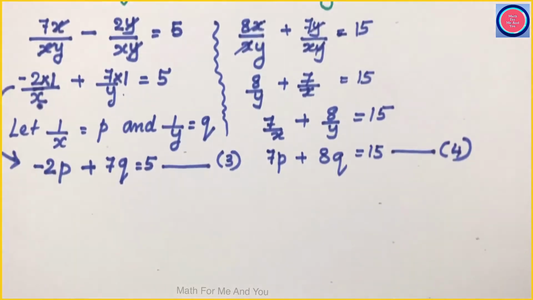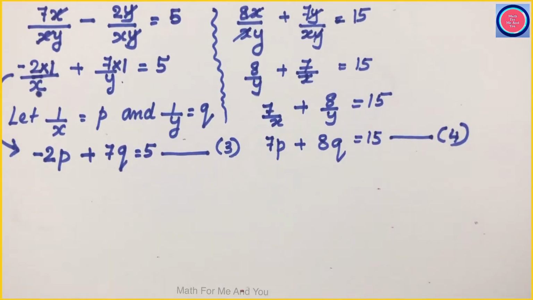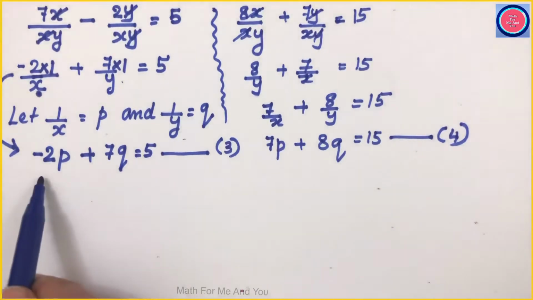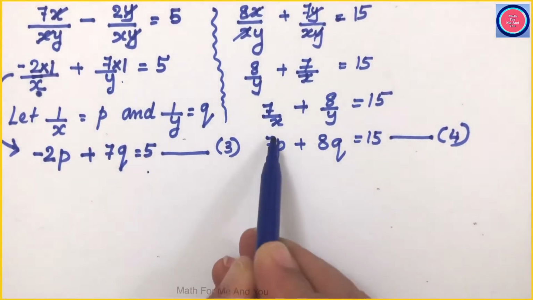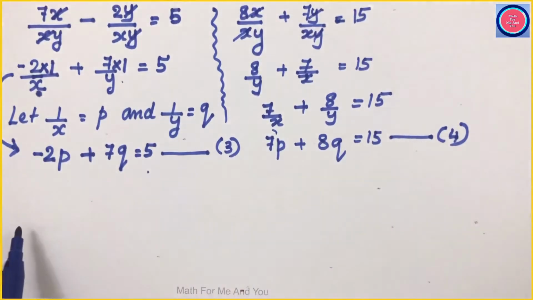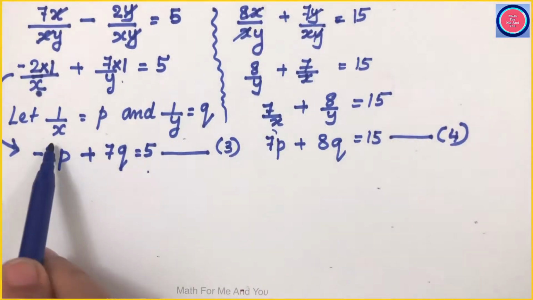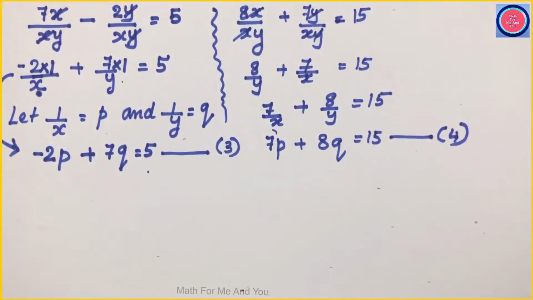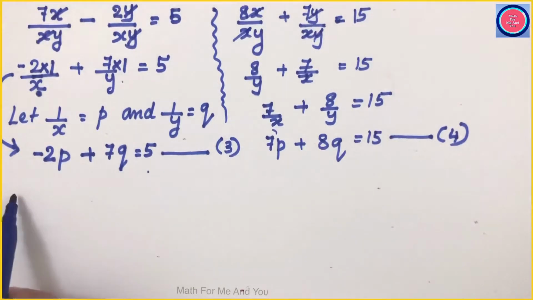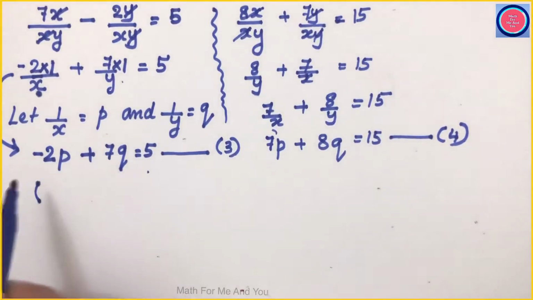Here we have to solve by using the elimination or substitution method. I'm going to use the elimination method. I'm going to eliminate p. So I will change both equations to the same coefficient. That means the first equation I will multiply with 7, that is the coefficient of p in the second equation. Also the second equation I will multiply with 2. So the first equation I will multiply with 7 and the second equation I will multiply with 2.